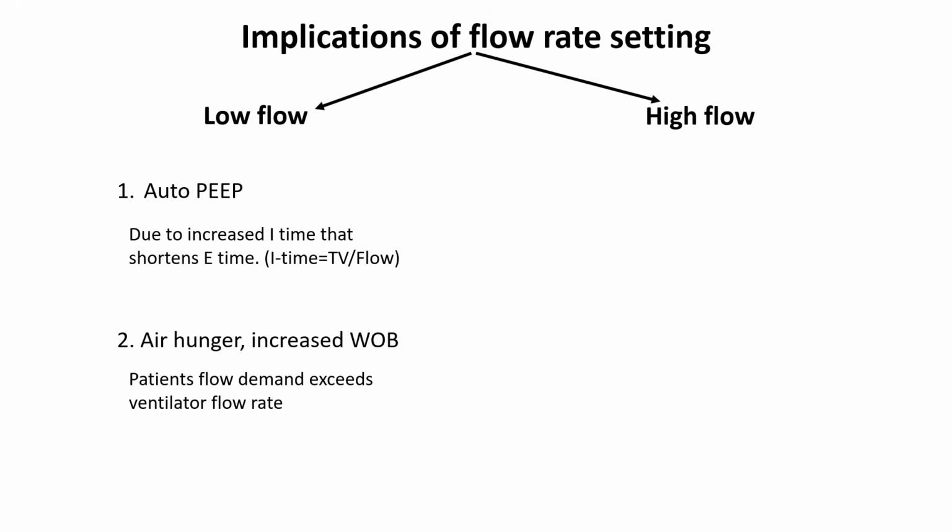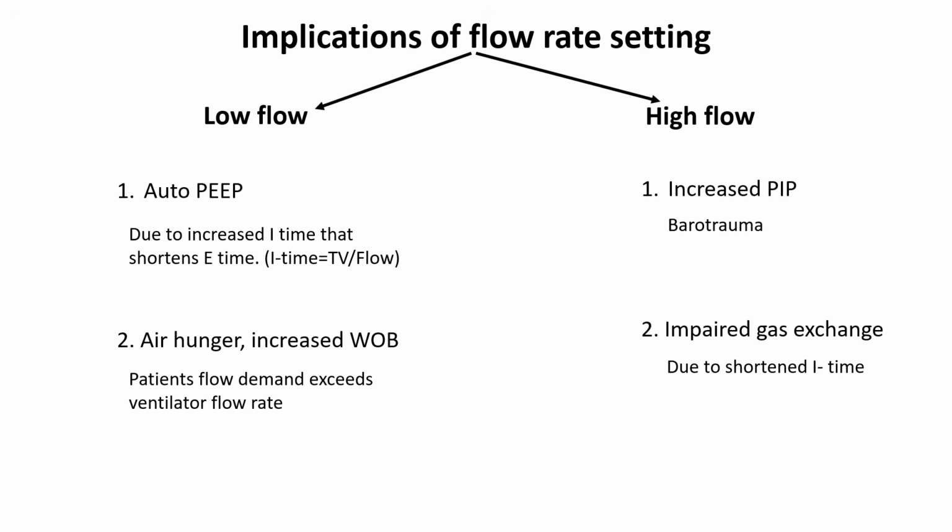A high flow rate, on the other hand, can cause the ventilator to deliver air quickly into the lungs. This rapid flow causes a higher volume of air to be pushed into the lungs in a shorter time, which raises airway pressures. Elevated pressures increase the risk of barotrauma. High flow rates may also shorten the inspiratory time, potentially leading to inadequate alveolar ventilation and compromised gas exchange.